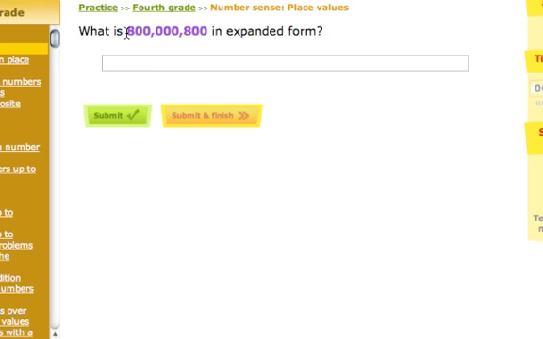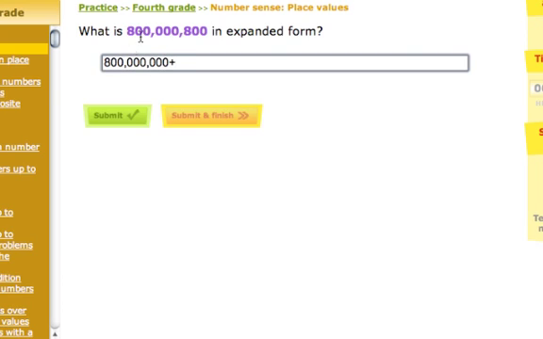Okay? So we have to think, how much is this 8 really worth? It's not worth just 8 little fingers on my hand. It's actually worth 800 million, because it is in the 100 million spot. Remember, ones, tens, hundreds, crossing into the thousands, 10,000s, 100,000s, crossing into the millions, millions, 10 millions, 100 millions. So the 8 is in the 100 millions place. We're going to type 800 million.